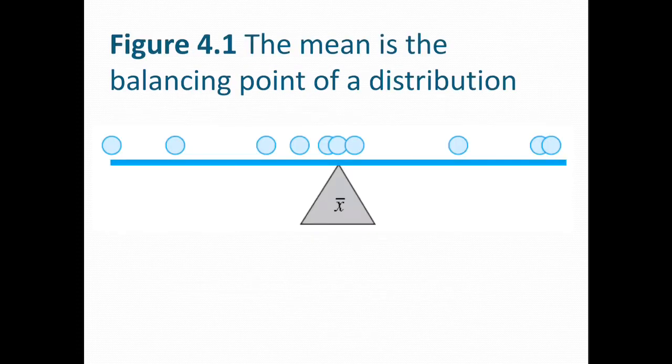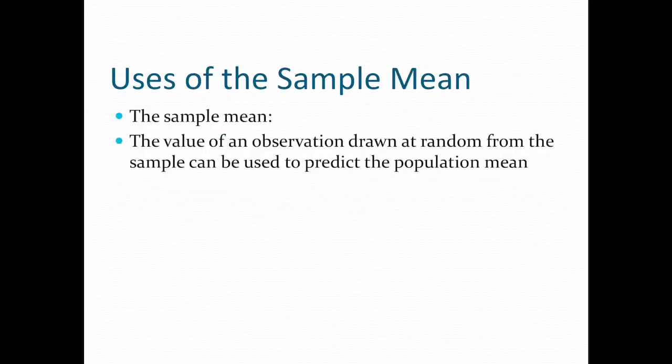The mean is the balancing point for a distribution, so another way to think about it is the mean is the balance point. The book goes over this and shows this diagram here. If you're a visual learner, this might help you realize the mean is the balancing point of the distribution that you're given. The uses of sample mean.